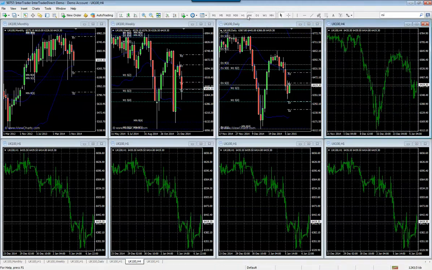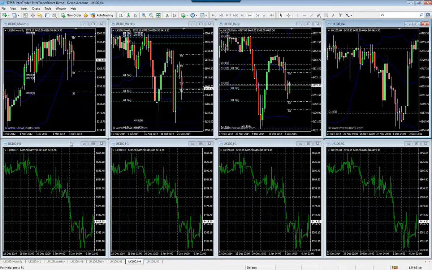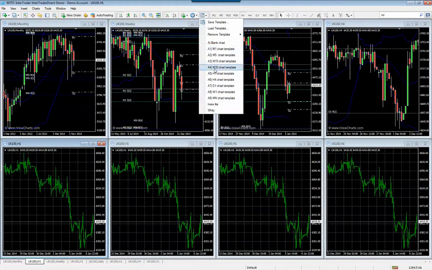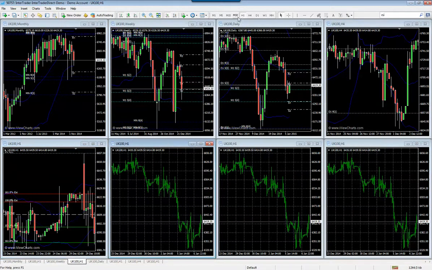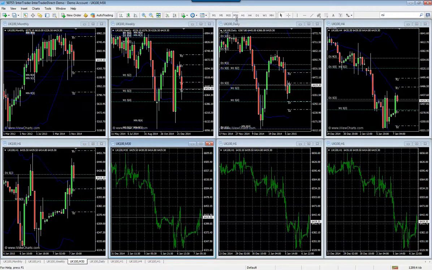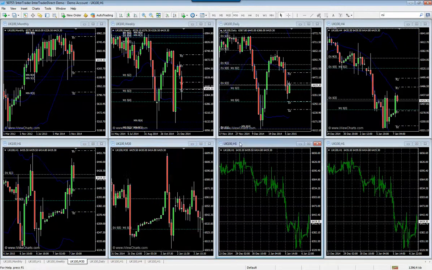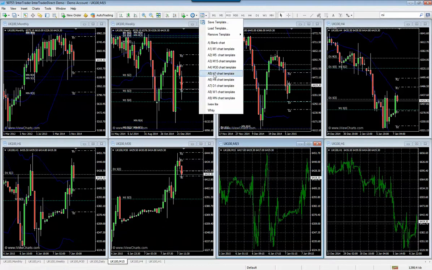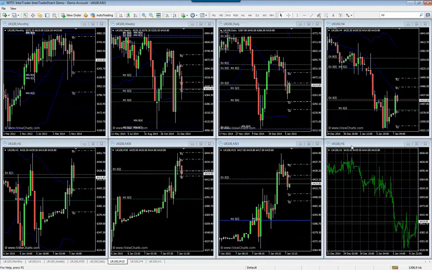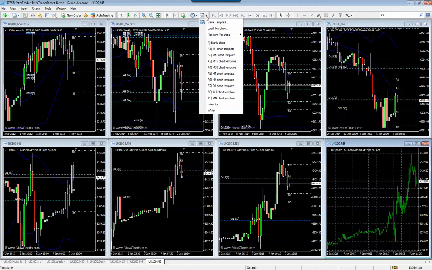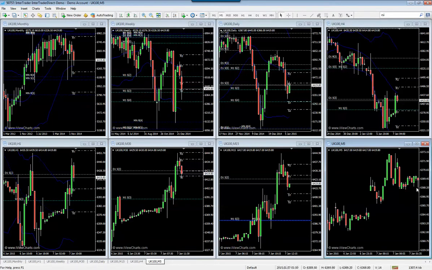Okay, then we've got the 4 hour, hourly template, H1 hourly, 15, 30 minute, 15 minute, and then finally the 5 minute. Don't need the 1 minute chart. That doesn't really have a lot of relevance in trading, to be perfectly frank.